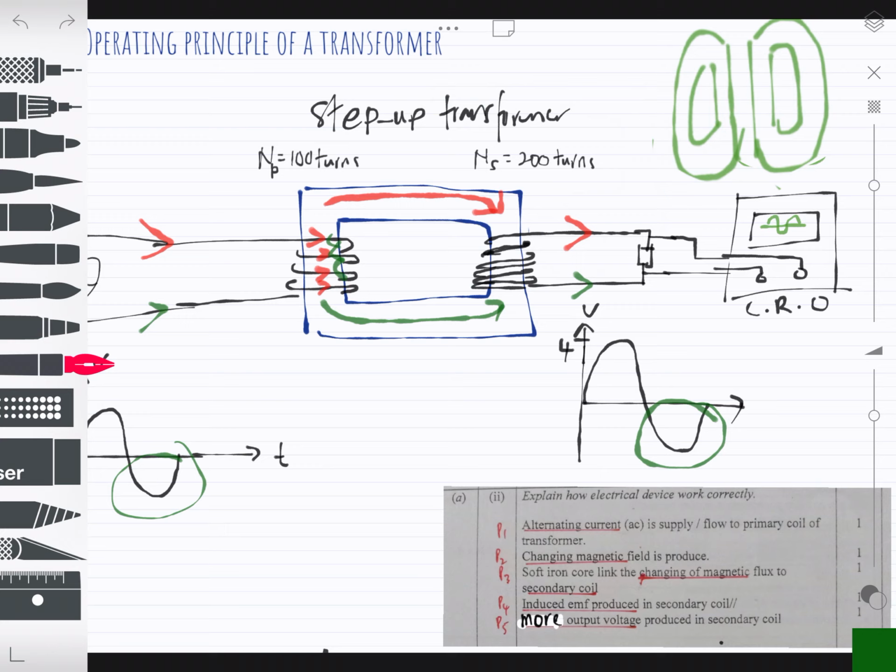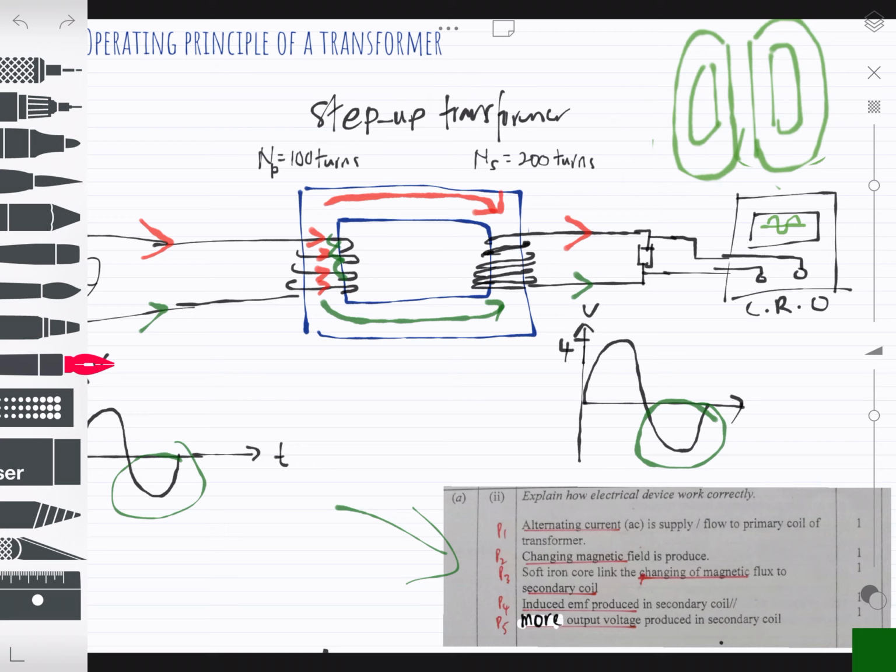While you are writing the note, please pay attention to the keywords that I have underlined. You can see here, you can see over here. And don't forget the word induced EMF. You cannot simply say current or voltage. You must include the word induced in induced EMF or induced current.